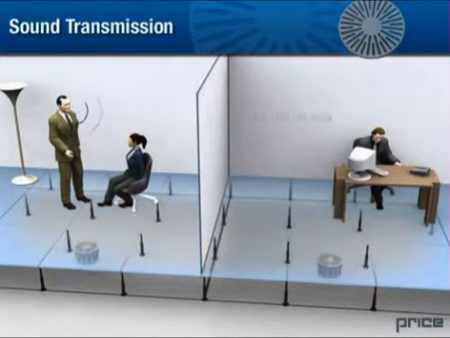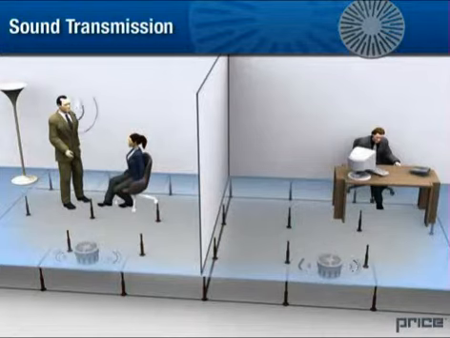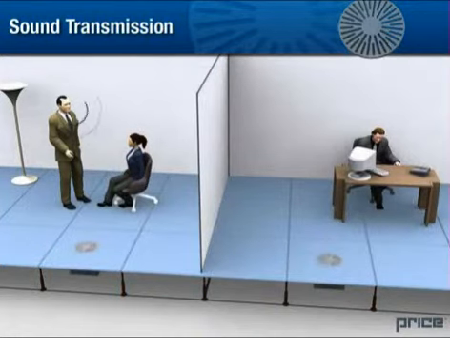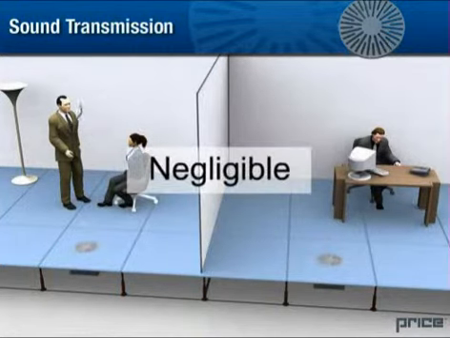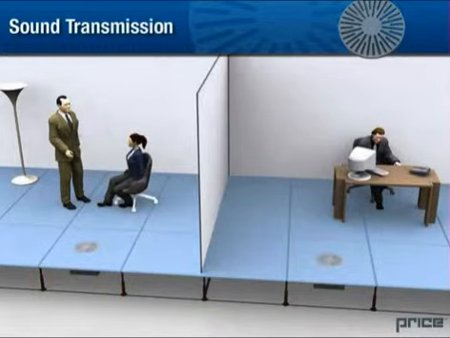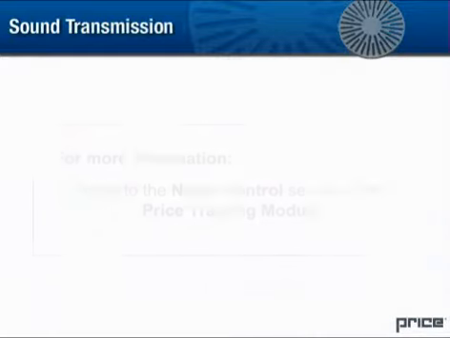In a building using a pressurized floor plenum, the sound diffuses in the floor plenum. Secondly, there is further sound reduction through the floor outlets. Tests have shown that sound attenuation is in the order of 40 to 80 decibels. In conclusion, sound transmission through floor air outlets is negligible. Additional sound attenuation measures are rarely needed to improve the reduction of speech transmission between two adjacent rooms. For more information, you can refer to the Noise Control section of the Price Training module.